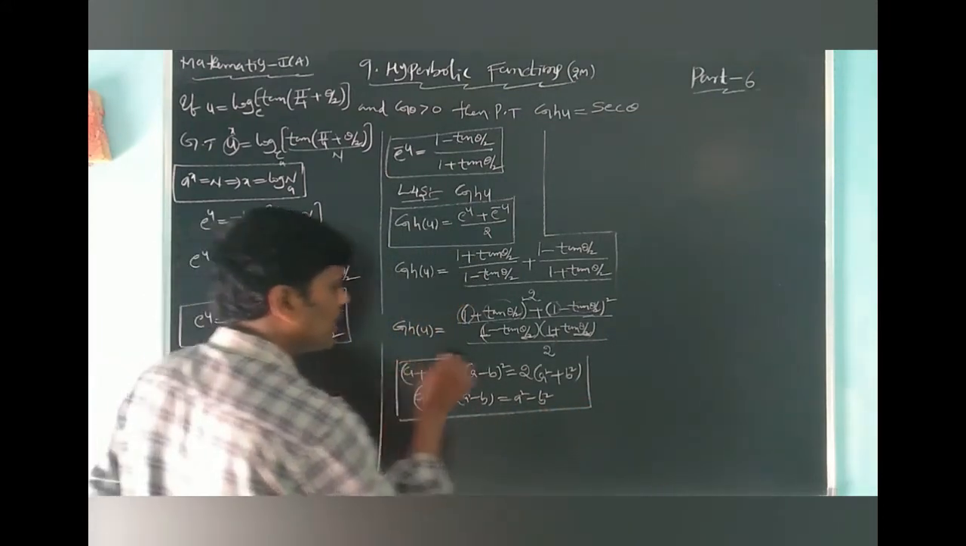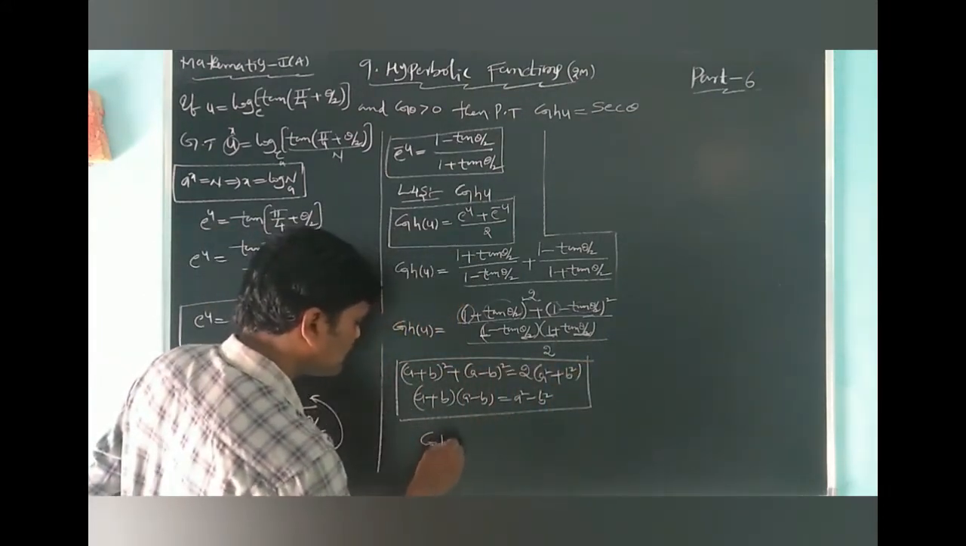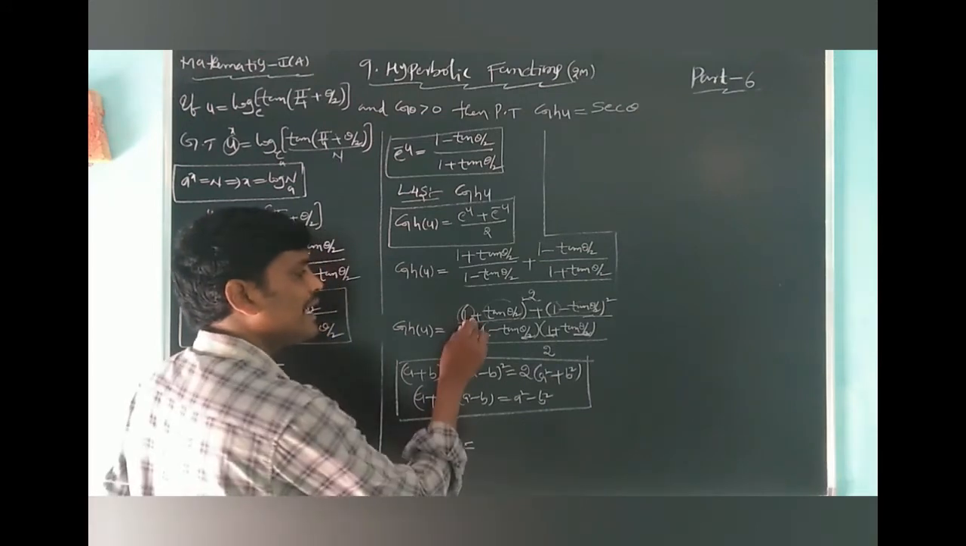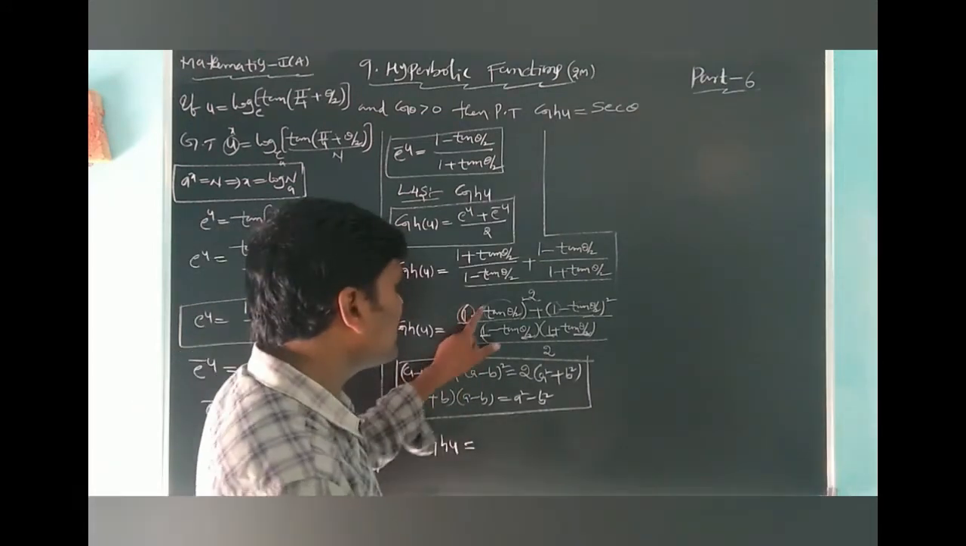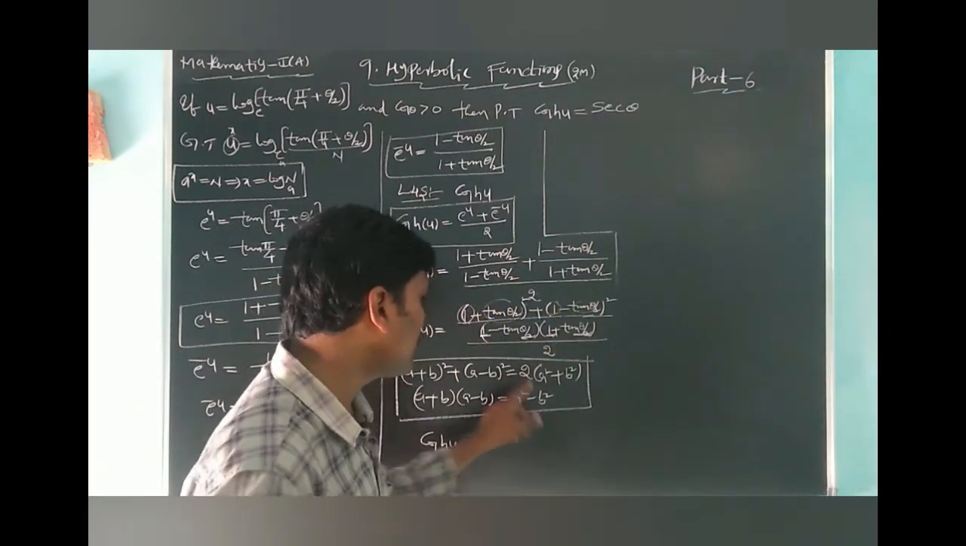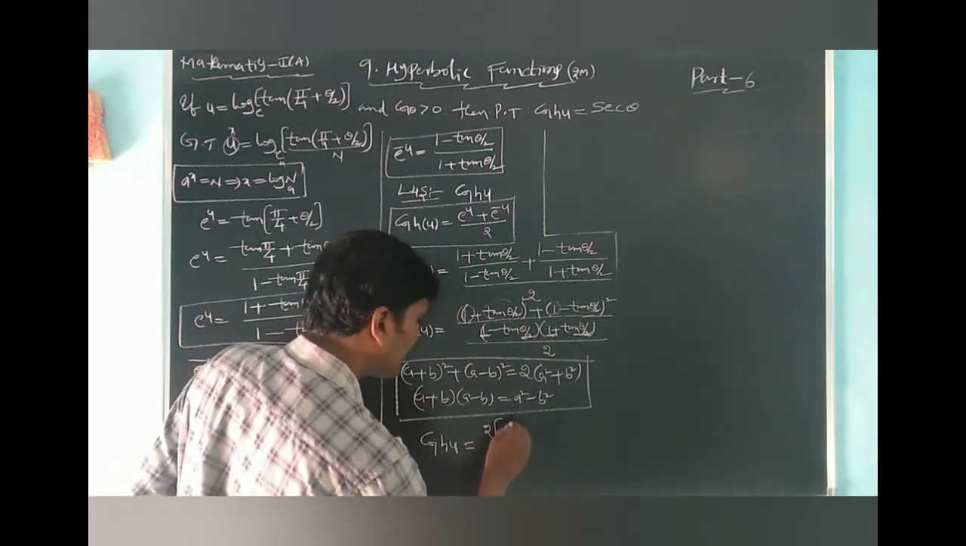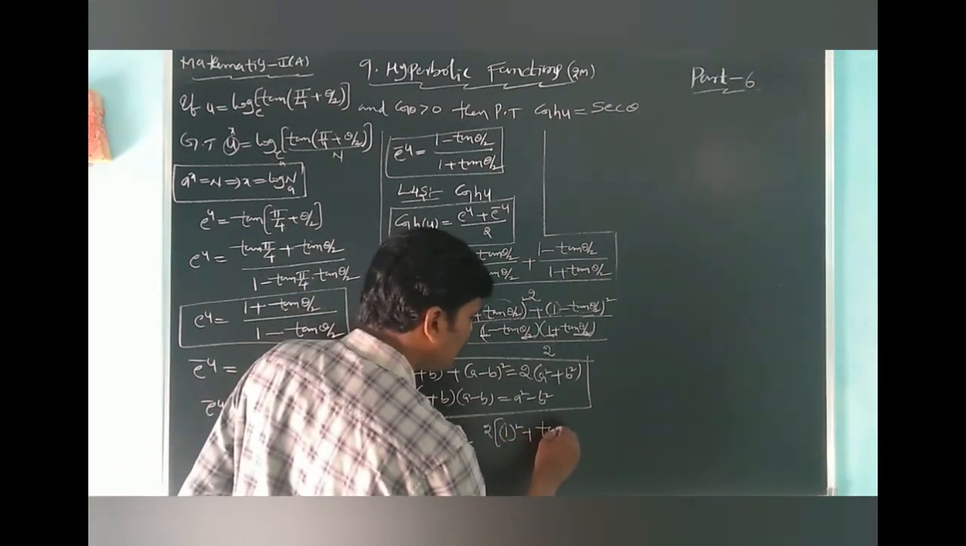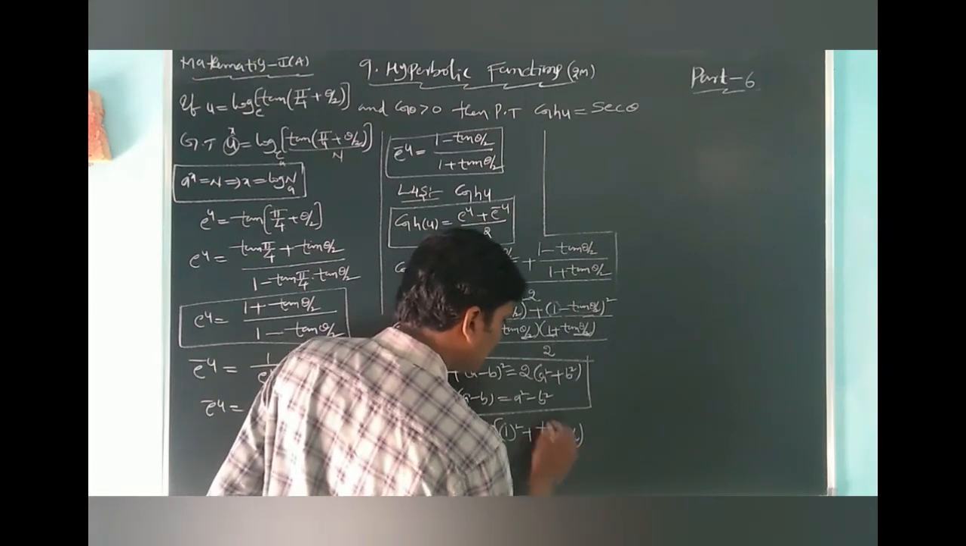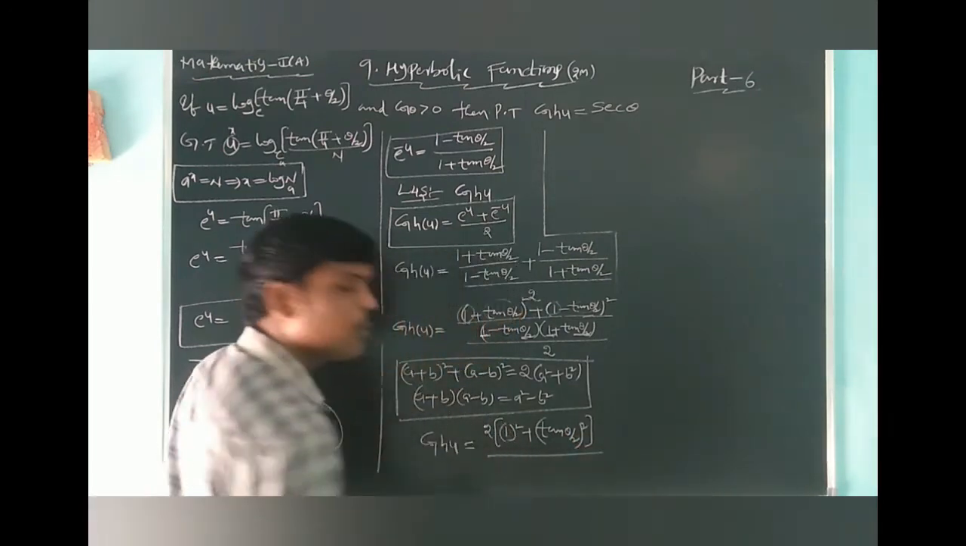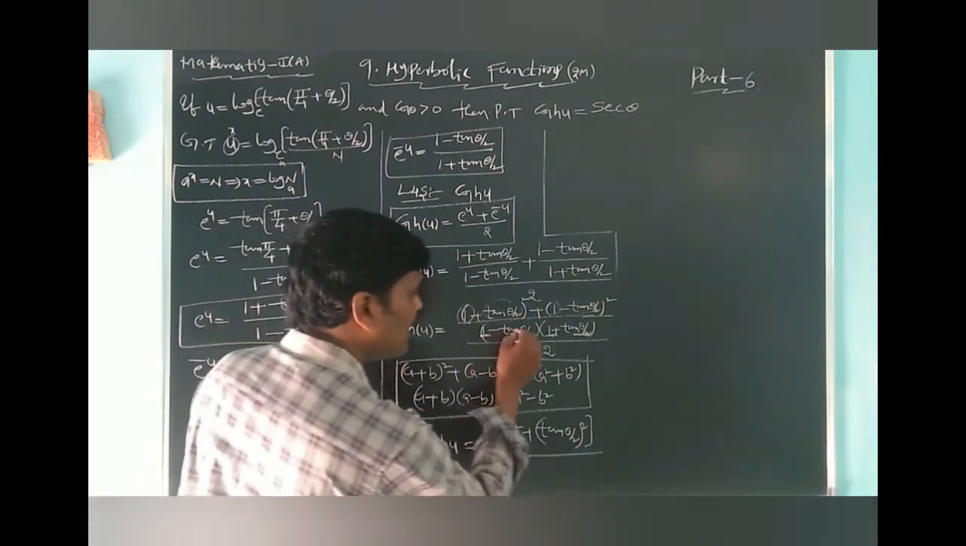Write down these two formulas. You get cos hu equal to a plus b into a minus b. Here a plus b whole square plus a minus b whole square formula is 2 into a square plus b square, which is nothing but 1 square plus tan theta by 2 whole square, whole by a minus b into a plus b.